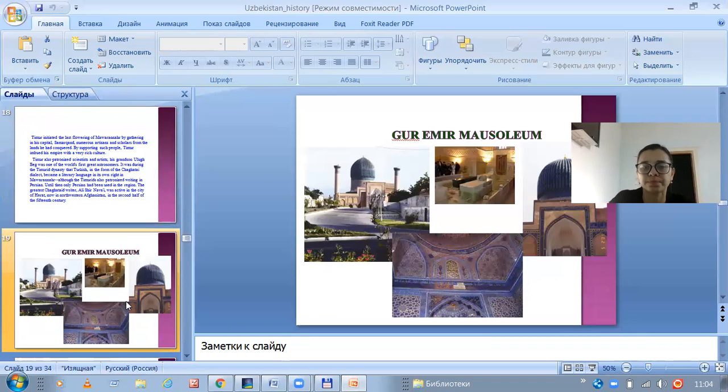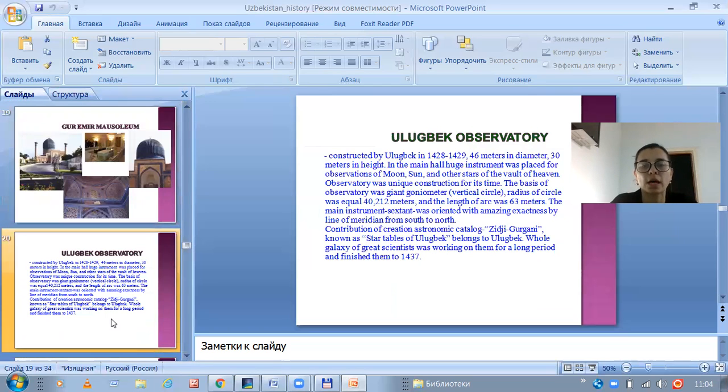Gur-e-Amir Mausoleum. Ulugh Beg Observatory, constructed by Ulugh Beg in 1428 to 1429, is 46 meters in diameter and 30 meters in height. In the main hall, a huge instrument was placed for observations of the moon, the sun, and other stars of the vault of heaven. The observatory was a unique construction for its time.